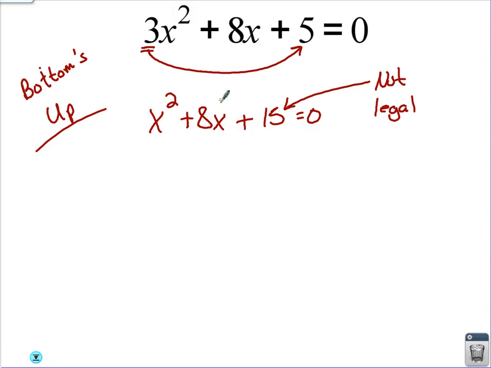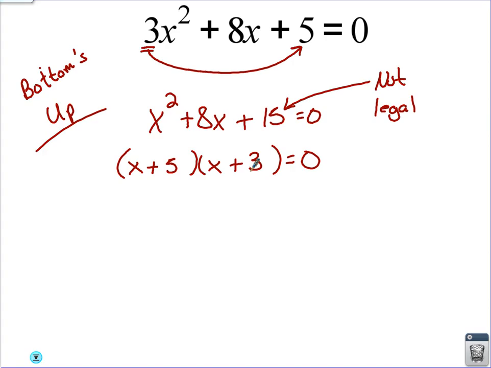Now, can we factor this? Yeah, that's what we've been doing. That's a whole lot easier. So we move it to the end, and then we factor like normal, x and x. We're good now because it's 1x squared. We ask ourselves what adds to give me 8, multiplies to give me 15. Destiny, what adds to give me 8, multiplies to give me 15? 5 and 3. Positive 5 and a positive 3.